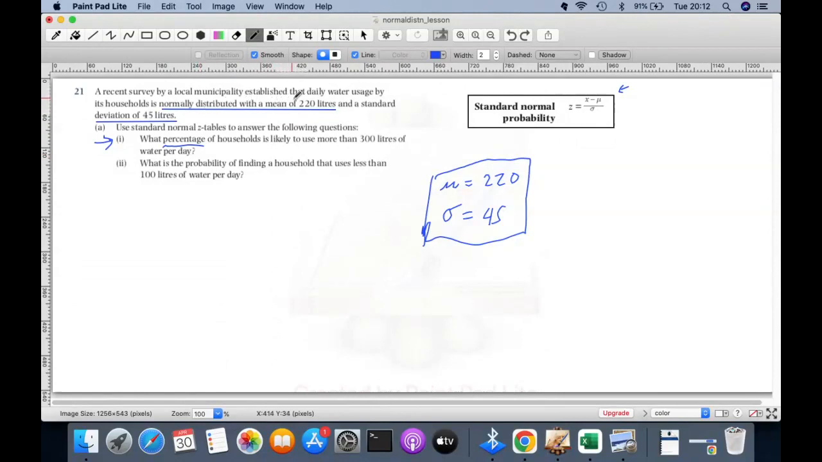A recent survey by a municipality established that the daily water usage by its households is normally distributed, with a mean of 220 and a standard deviation of 45. So you need to let some random variable, and the general convention is we let x be that random variable. What are we measuring? If you read this problem, we're looking at daily water usage. So x is your daily water usage.